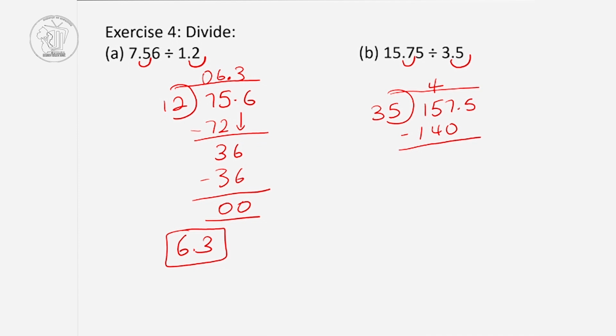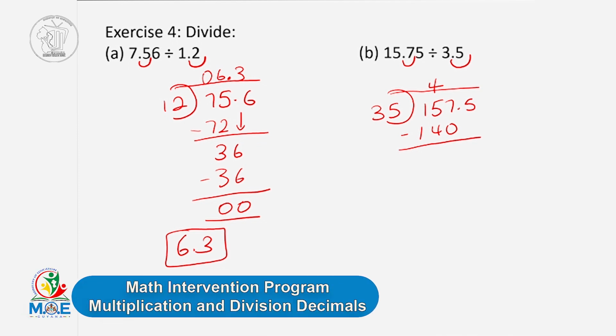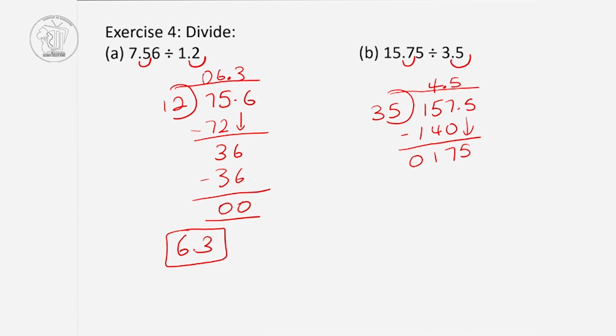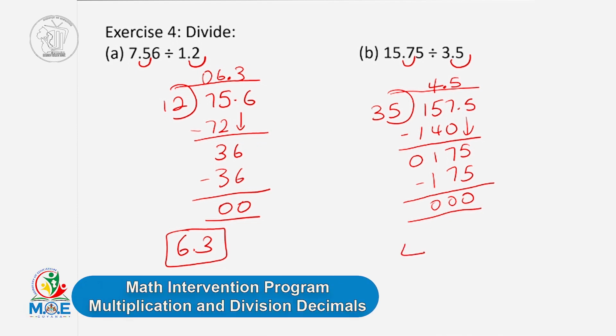So I subtract 157 subtract 140. That would give me 17. And 35 cannot go into 17. And we're at the decimal point. So we put the decimal point at the top here because we are there in the division part. And I bring down the 5. So I see 35 can go into 175 5 times. And 35 times 5 would give me 175. When I subtract that, I'll get 0. So 157.5 divided by 35, which is 15.75 divided by 3.5, will give me 4.5 as the answer.